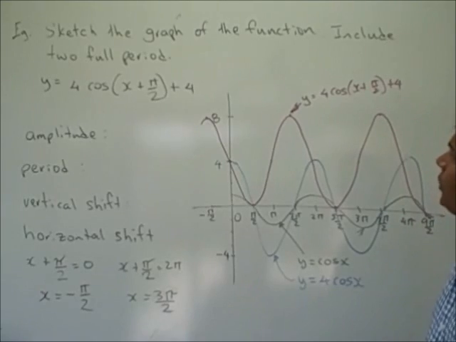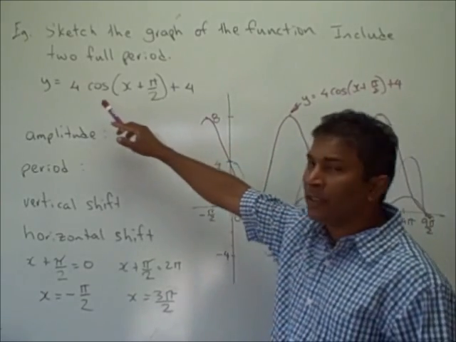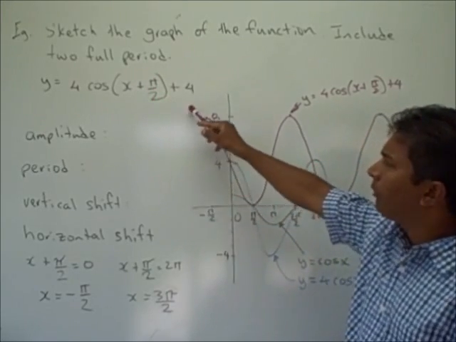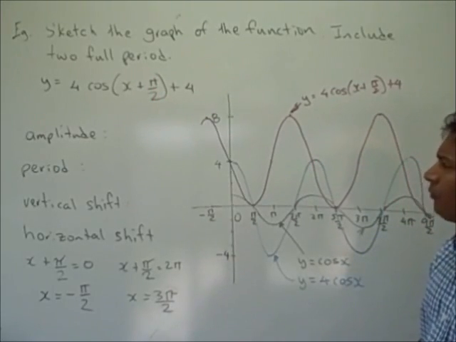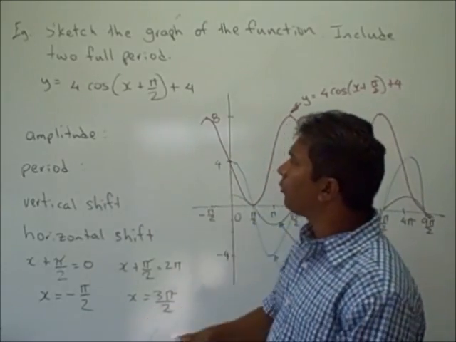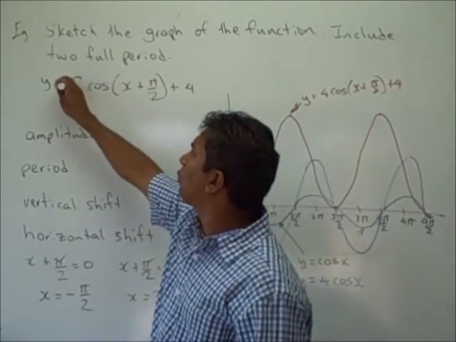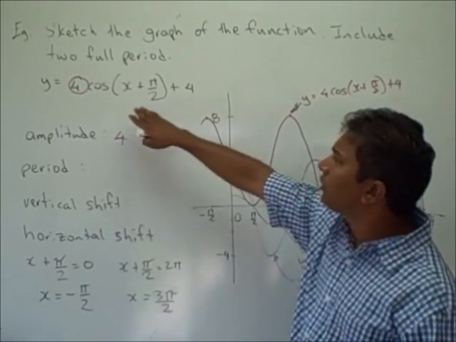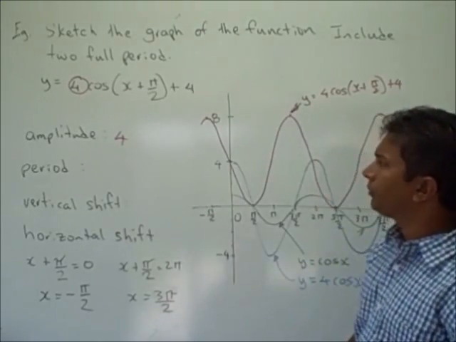In this example, we're going to be sketching the function y is equal to 4 cosine of x plus pi over 2, plus 4. From our general form of our equation of our cosine function, we know that 4, the coefficient of the cosine, is our amplitude. So for this function, our amplitude is 4.